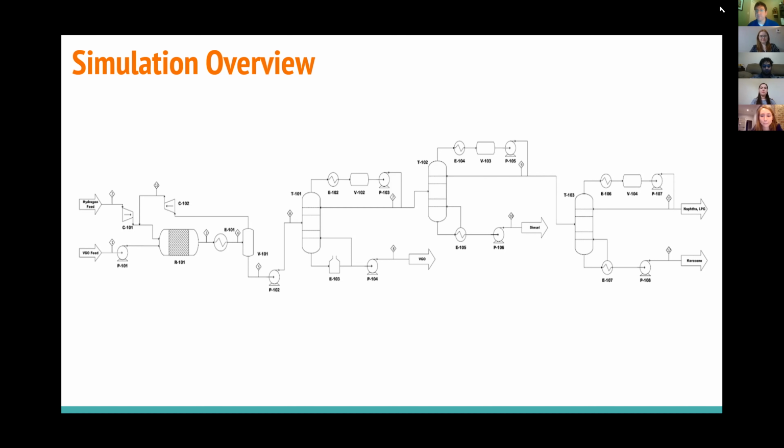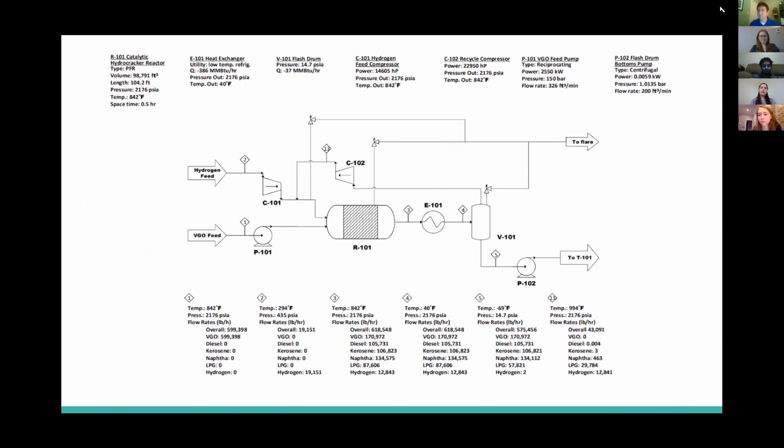But for the overall process, we have our reactor and then 3 towers following to separate out all of the products. So to begin, we have a hydrogen and VGO feed, which are both fed to our reactor. From there, they're passed through a heat exchanger to be cooled, and then into a flash drum. The flash drum separates out the hydrogen from the rest of the components, and the hydrogen, as you can see, is recycled back to the hydrogen feed stream.